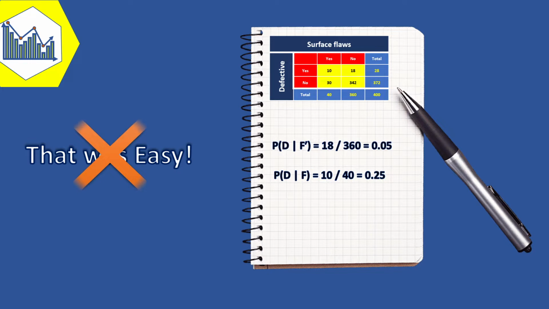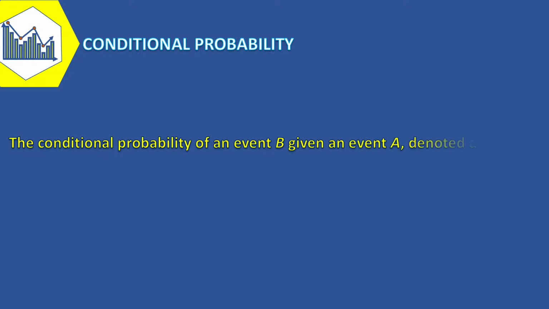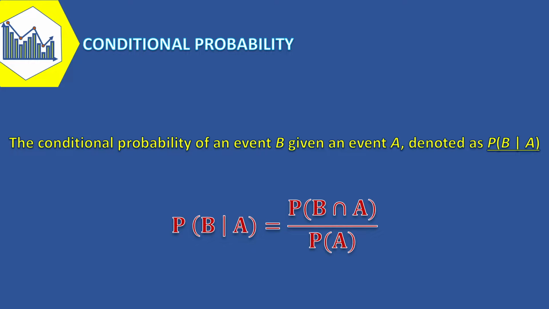In the last example, conditional probabilities were calculated directly, but the problem is we won't always have these numbers to calculate conditional probability like this. In this case, these probabilities can be determined from the formal definition of conditional probability that says the conditional probability of an event B given an event A denoted as this, and it is equal to the probability of the intersection of A and B over the probability of A. But remember one thing, because the probability of A is in the denominator, it must be greater than 0.